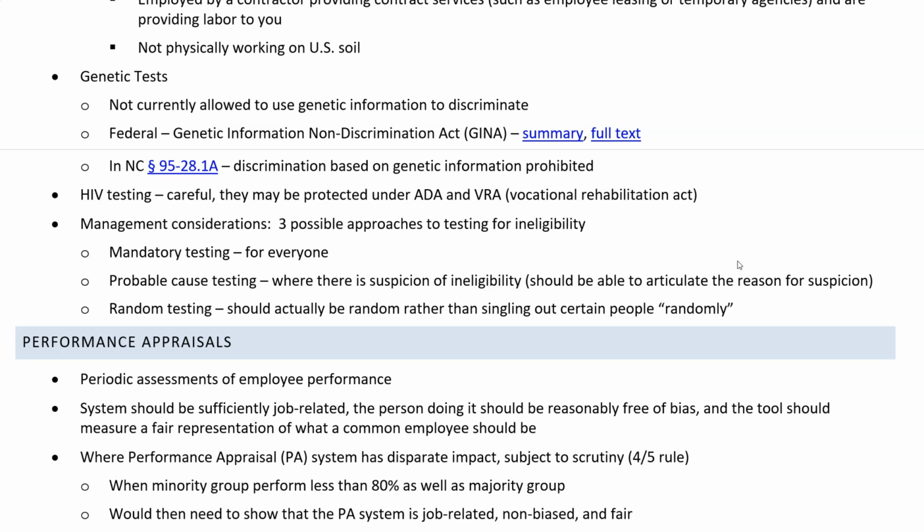So random testing, again, would be okay, but it should actually be random rather than just singling certain people out and then calling it random as a proxy for discriminating based on some protected class.